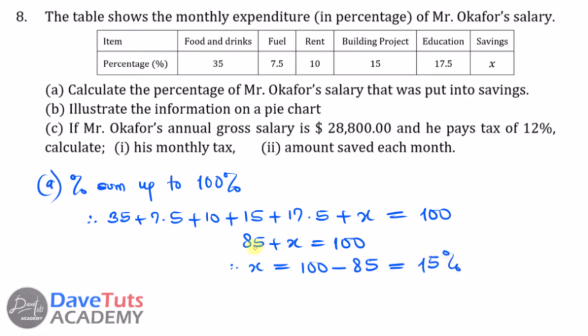So we can say that the percentage put into savings, which is s, that is x, is nothing but 15%. And with that, we've gotten this question. We need to move on to the next one, which is to illustrate the information on a pie chart.